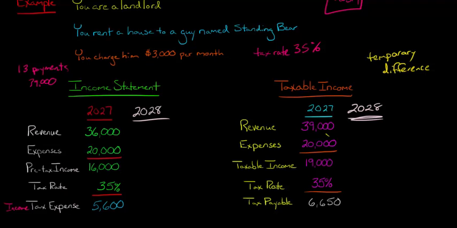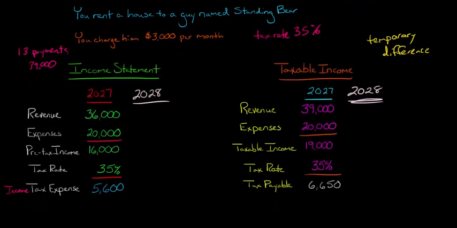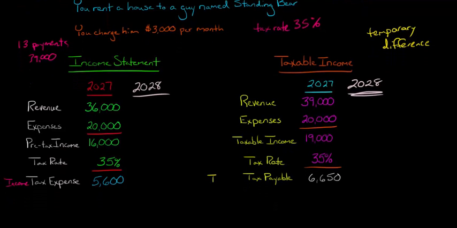And then you've got expenses still at $20,000, taxable income of $19,000, instead of pre-tax income of $16,000. There's a $3,000 difference. You're recognizing that $3,000 immediately for tax purposes. Same tax rate, but our tax payable is $6,650. And that's our income tax payable. So now you notice here that we've got a difference. Income tax expense is $5,600, right? But income tax payable is $6,650, right?